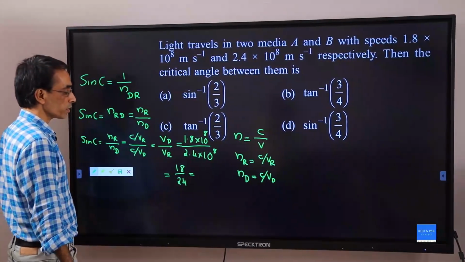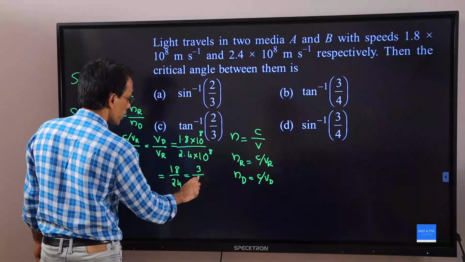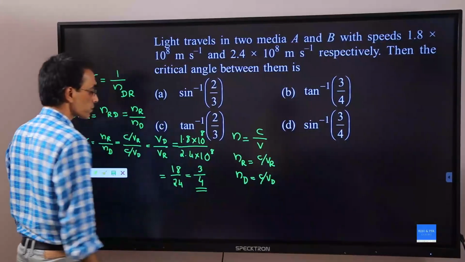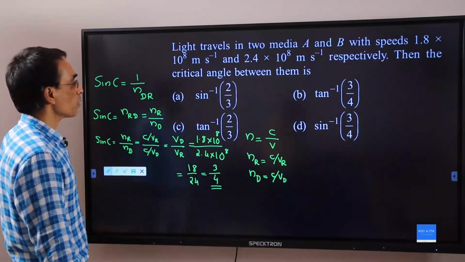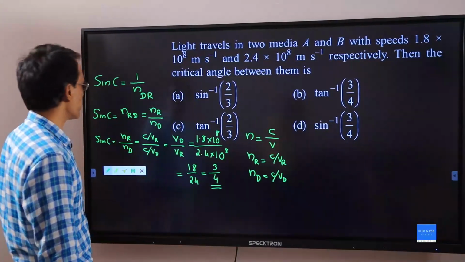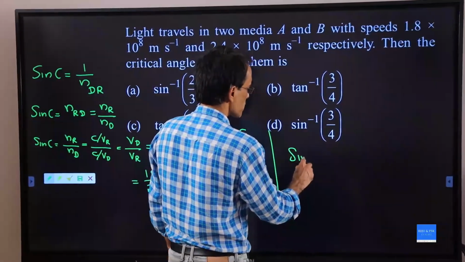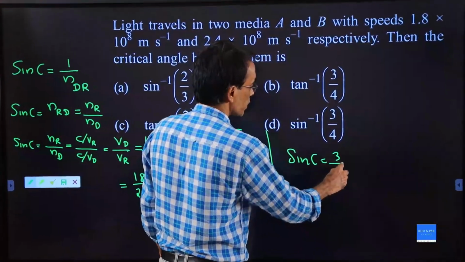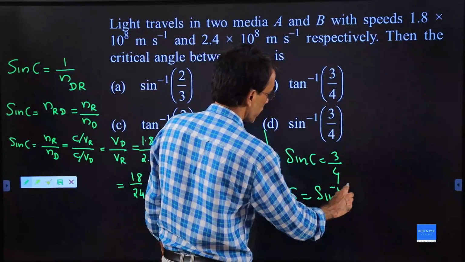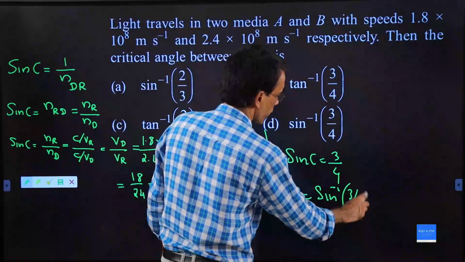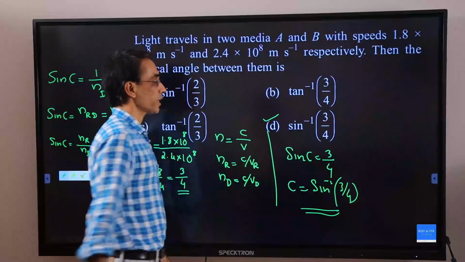18 by 24. You can divide it by 6. So you will get 3 here and 4 here. 3 by 4. So what is the critical angle? That's what they asked. So sin C is equal to 3 by 4. So C must be sin inverse 3 by 4. Which option? Option D. Sin inverse 3 by 4.